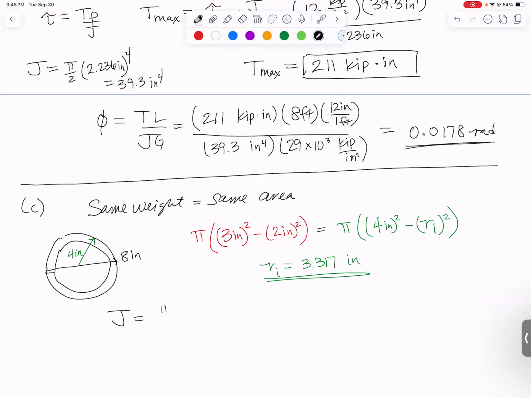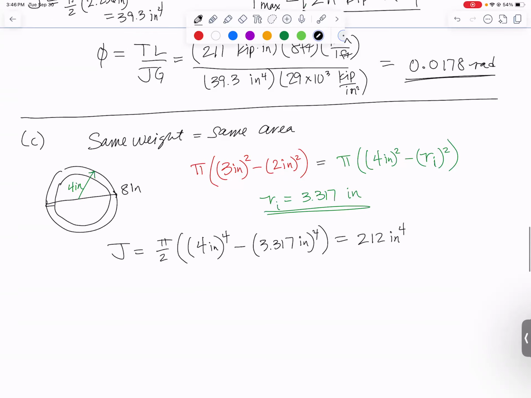Let's go ahead and calculate J because I know I'm going to need it. J for this new one is going to be pi over 2 times the radius to the fourth, which is 4 inches to the fourth. And then we want to subtract from it, if you're factoring out the pi over 2, 3.317 inches to the fourth. And that number comes out to be 212 inches to the fourth.